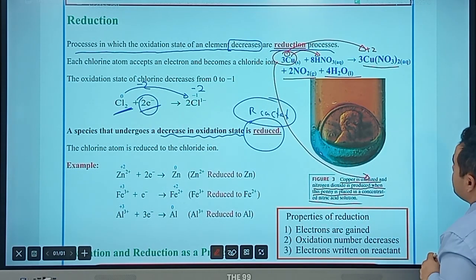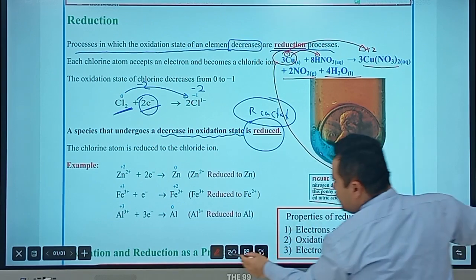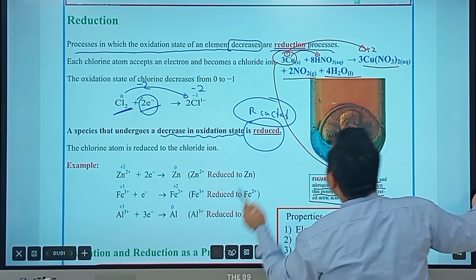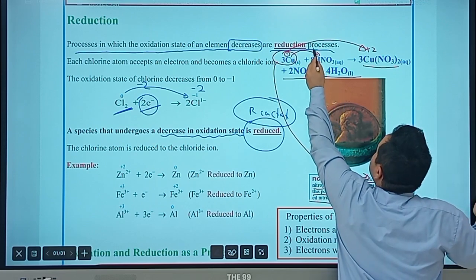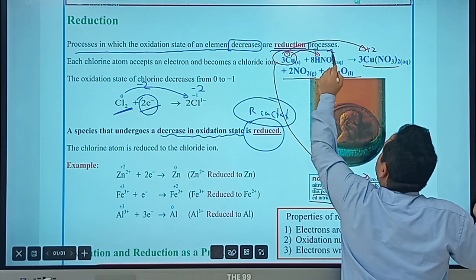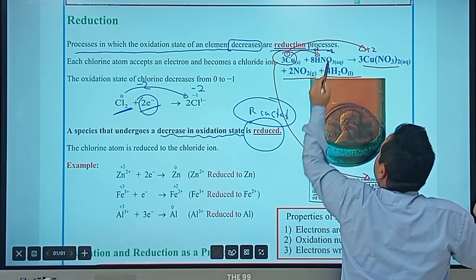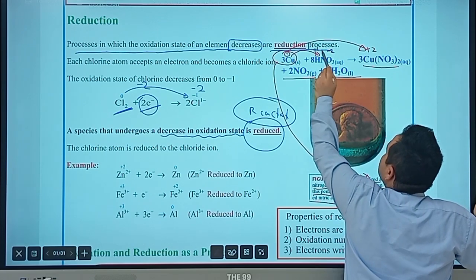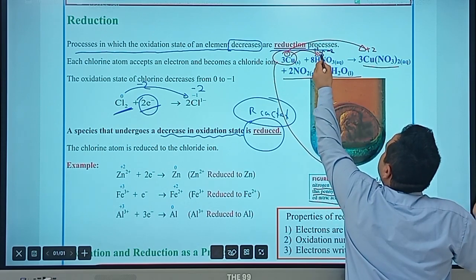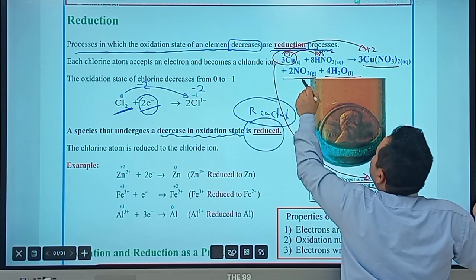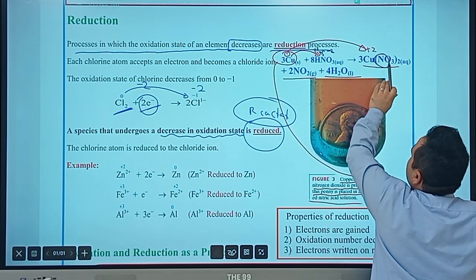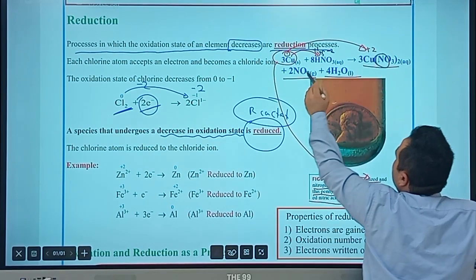How about the nitrogen, guys? The nitrogen atom here: hydrogen is positive 1, oxygen is negative 2, 3 multiplied by negative 2 is negative 6, plus 1 is negative 5, so the nitrogen here is positive 5. How about the nitrate in the product? Here again it is negative 5, that's why it's positive 5, so we do not count it.